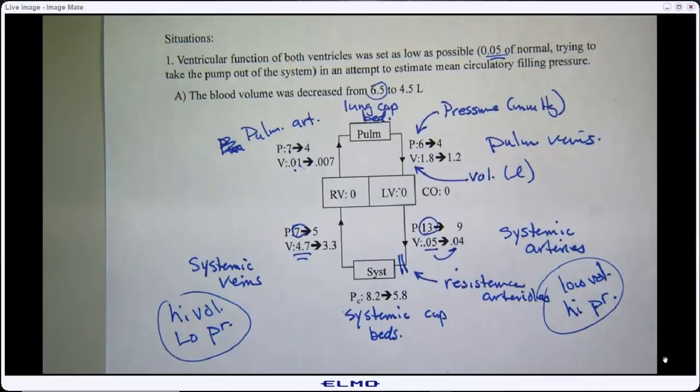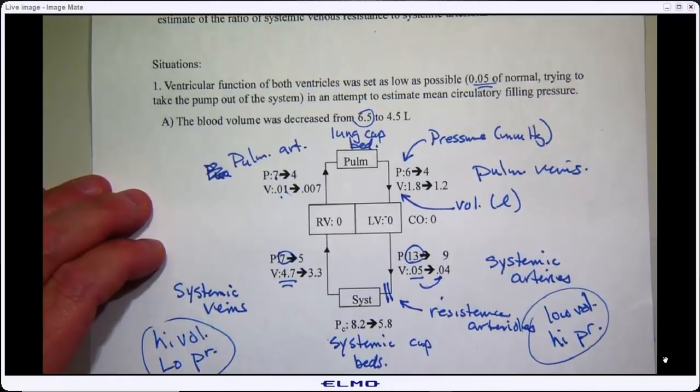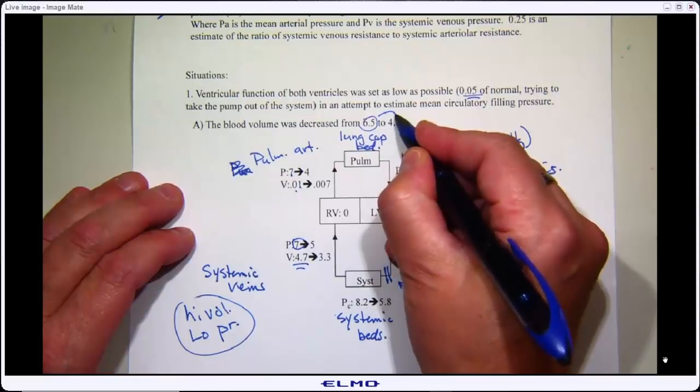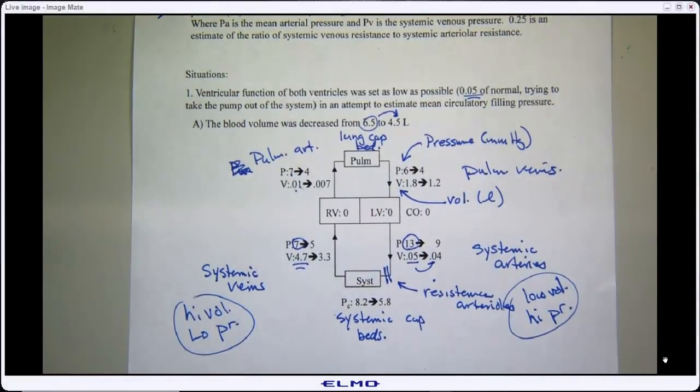So in both compartments, veins are high volume, low pressure. Arteries are high pressure, low volume, okay? And so that's really all I want to get across here. When I took volume out, took 2 liters out, magic. And you can see that in every compartment, volume dropped and pressure dropped.